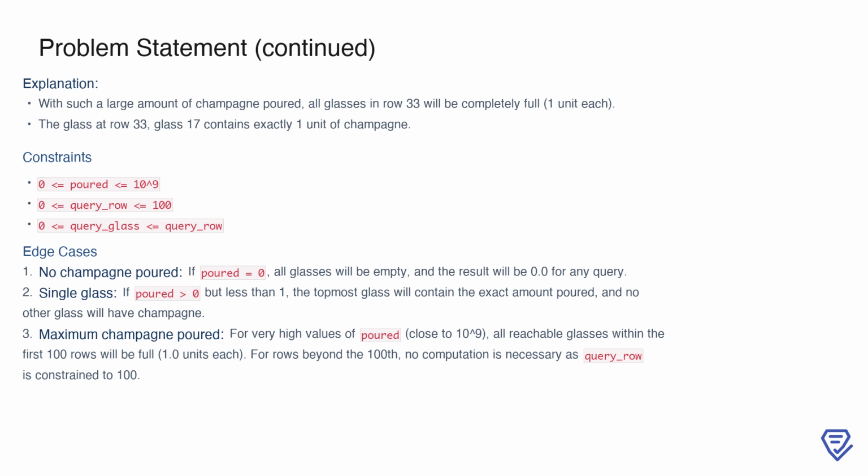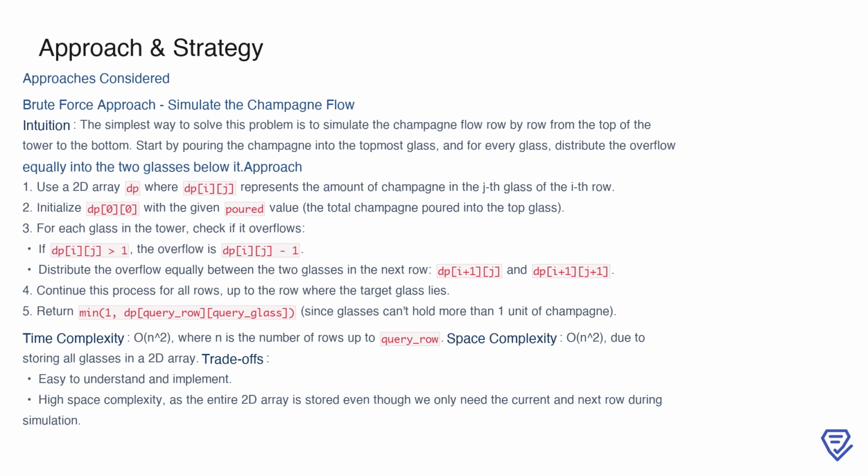To solve the champagne tower problem, one straightforward approach is to simulate the flow of champagne row by row, starting from the top. Imagine pouring the champagne into the topmost glass and letting it overflow down to the glasses below. To implement this, we use a 2D array, where each element represents the amount of champagne in a specific glass. At the beginning, we initialize the top glass with the total amount of champagne poured. Then, for each glass, if the amount of champagne exceeds its capacity of 1 unit, the excess, or overflow, is split equally between the 2 glasses in the row below. This process continues until the target row and glass are reached.